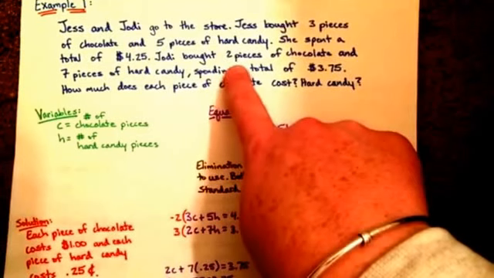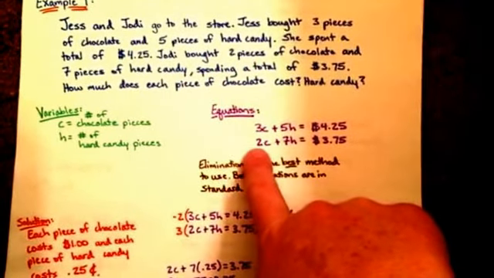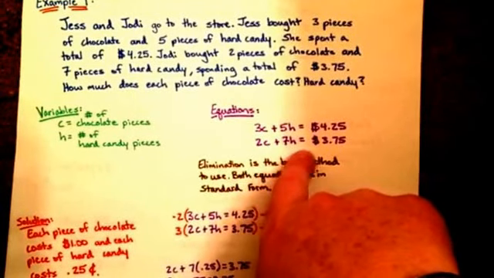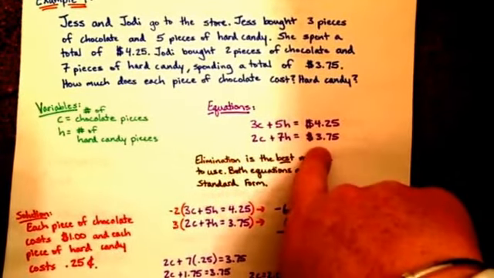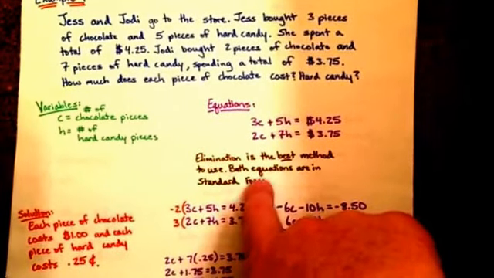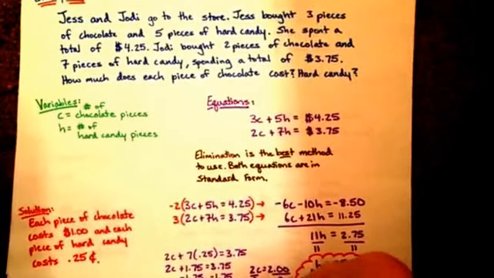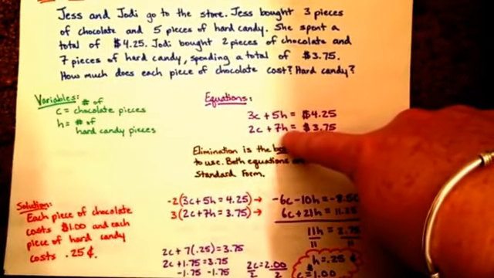Then Jody's equation: he bought 2 pieces of chocolate and 7 pieces of hard candy, so I wrote 2C plus 7H equals, and they told me his total was $3.75. I'm going to choose elimination. It's the best method to use since both equations are in standard form, and that way I'm going to be able to eliminate pretty quickly.